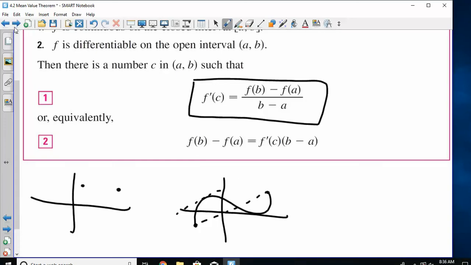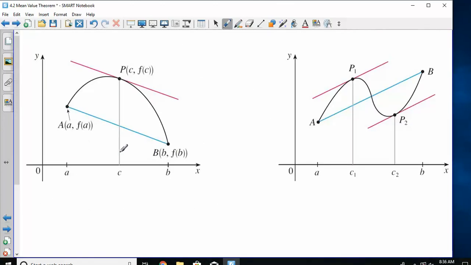I have a couple of pictures on the next slide, just kind of visualizing what we talked about right there. So if you just take your endpoints, you should be able to find at least one. In the second case, there are a couple places where the derivative will equal the slope between those endpoints.